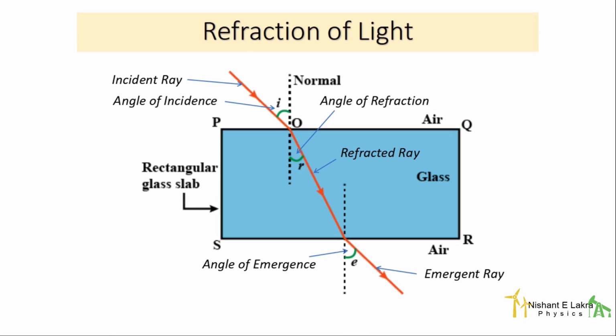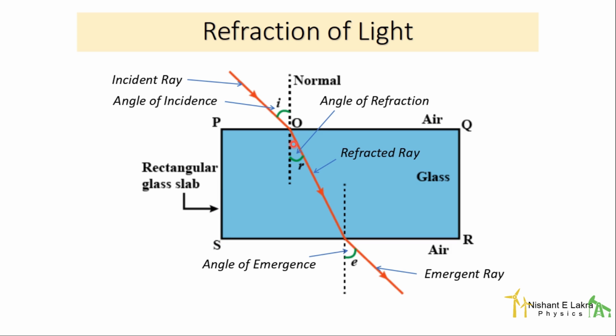A very important part about light, that's what we'll be studying now, refraction of light. Now here you see a diagram that will explain to us the refraction of light. Now this rectangular slab is a glass slab, okay, that is made up of glass. Now it is marked as PQRS.